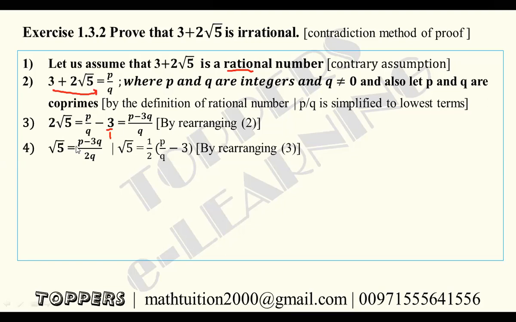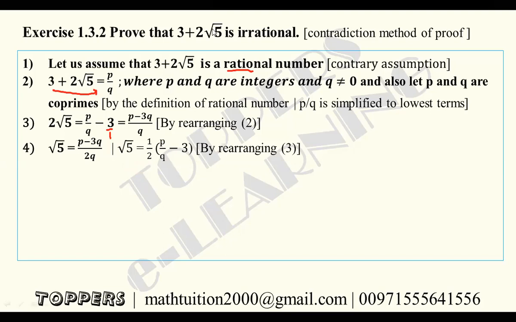We can write root 5 equals p minus 3q by 2q, as this 2 will come in the denominator. Or we can write root 5 equals, on the right side we already have p by q, and we took 3 to the right side, so it becomes p by q minus 3. Put it in a bracket and take 2 to the right side, so we can make it 1 by 2. We can write it this way also. Which one is easy for you? Do like that. So actually this is a rearrangement, where we are making root 5 the subject.